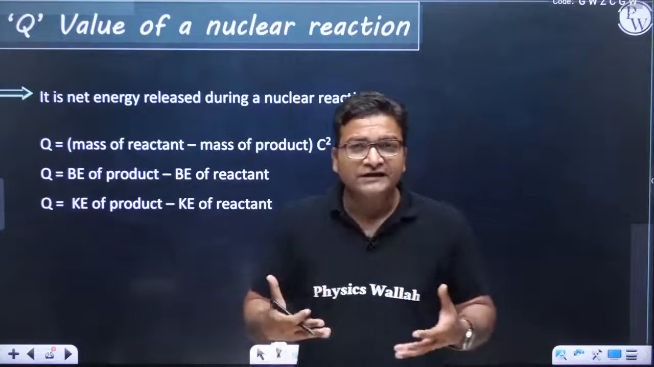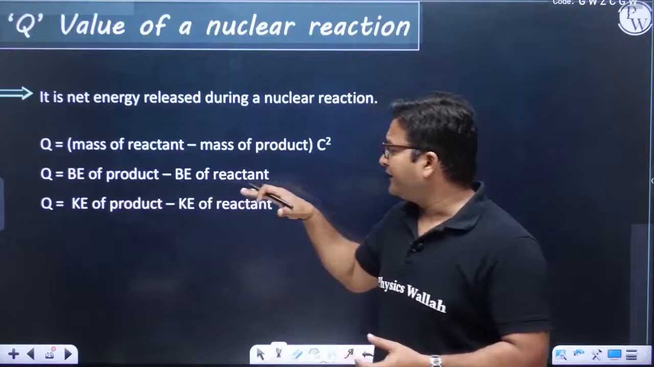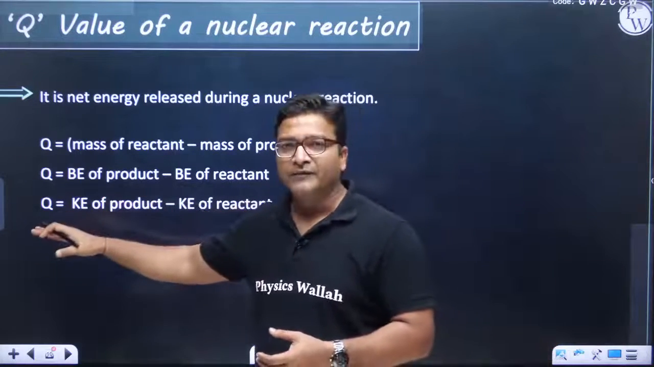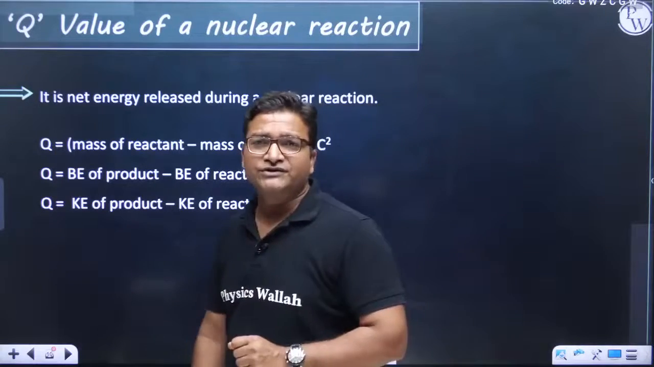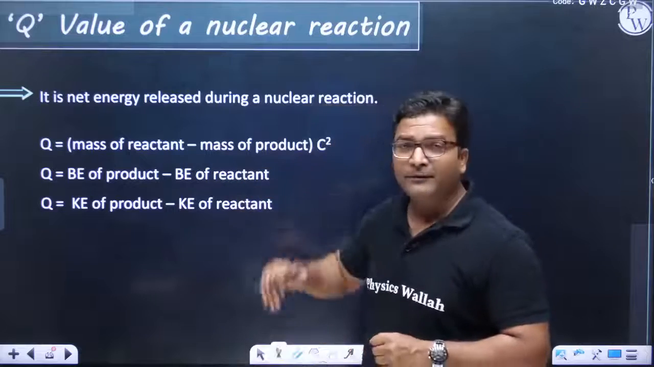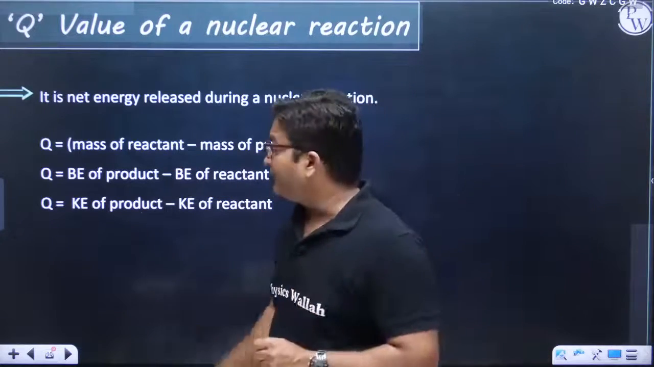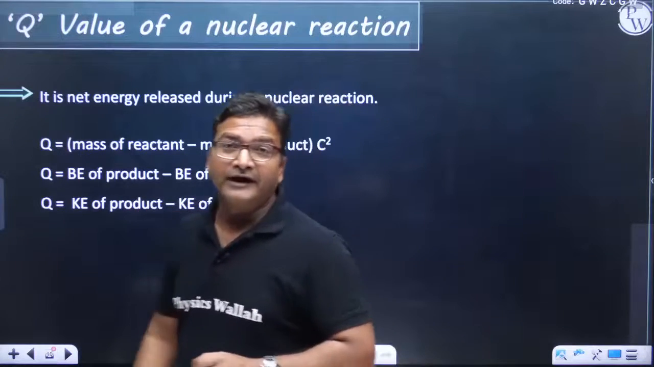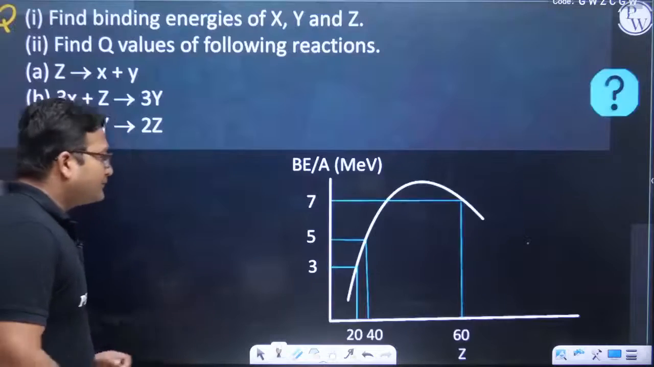Definitely the energy is in the form of kinetic energy. Then kinetic energy of product minus kinetic energy of reactant is actually the Q value. So which formula do you apply? It depends upon the information in the question. If they give you masses, use the first formula. If they give you binding energy, use the second formula. And if they give you kinetic energy, use the third formula for getting the Q value. Okay, so let us solve a few problems based on Q value.